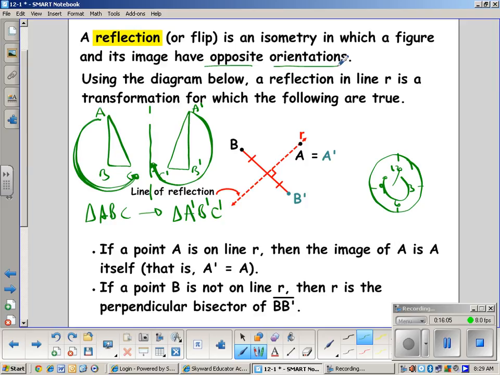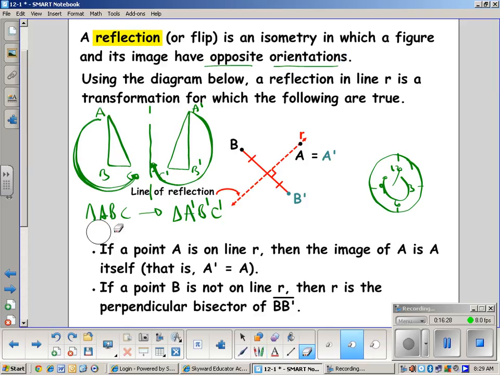So when you look in the mirror, when you do a reflection, it's going to reverse or change the orientation. Okay, and orientation means the order in which it lines up. Okay, so using the diagram below, a reflection in line R is a transformation for which the following are true.